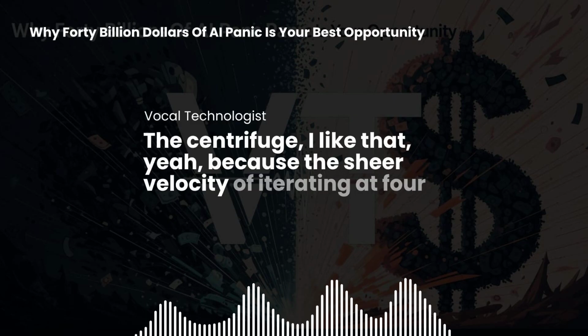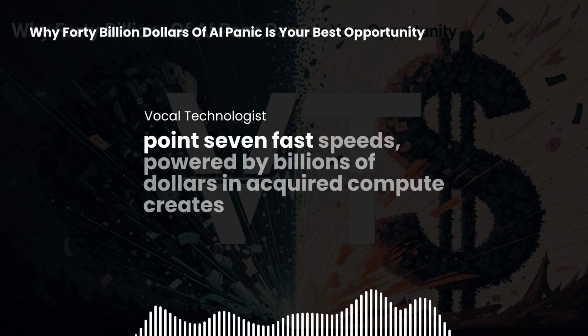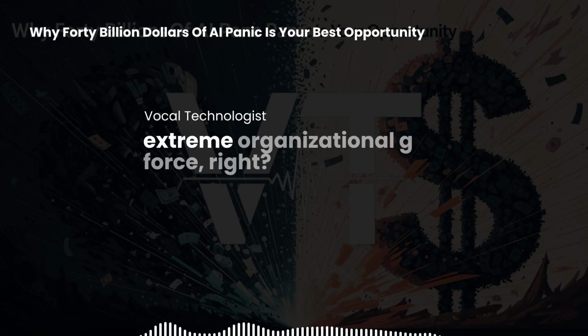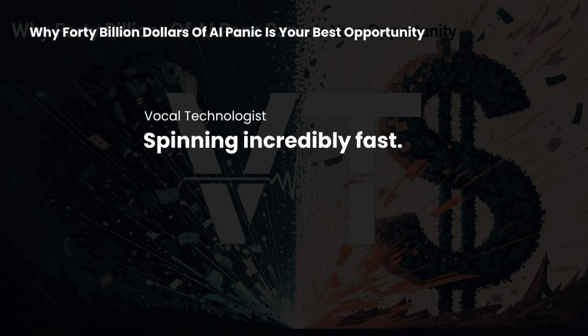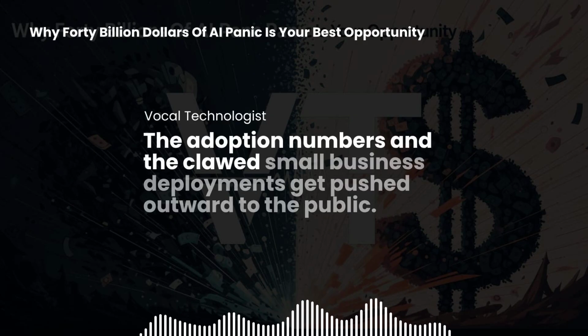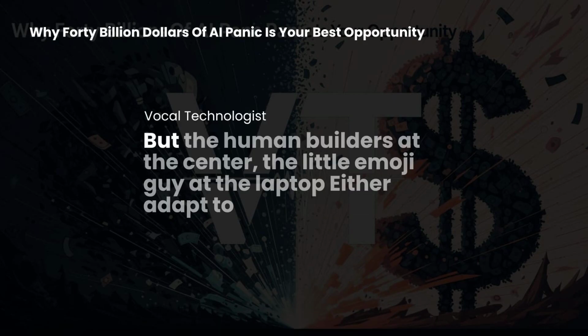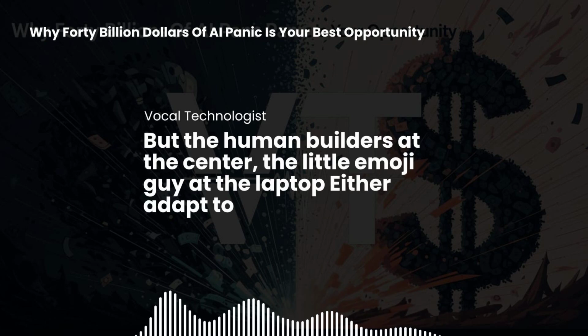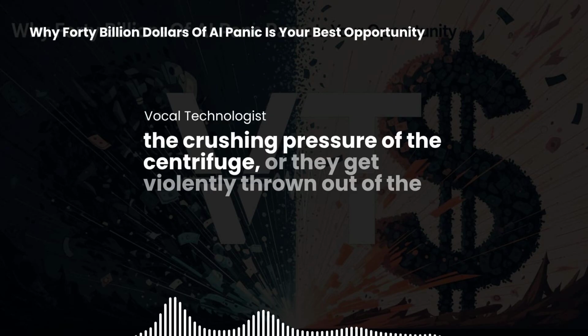Yeah, because the sheer velocity of iterating at 4.7 fast speeds, powered by billions of dollars in acquired compute, creates extreme organizational G-force. Right, it's spinning incredibly fast. The adoption numbers and the Claude small business deployments get pushed outward to the public. But the human builders at the center, the little emoji guy at the laptop, either adapt to the crushing pressure of the centrifuge or they get violently thrown out of the system.